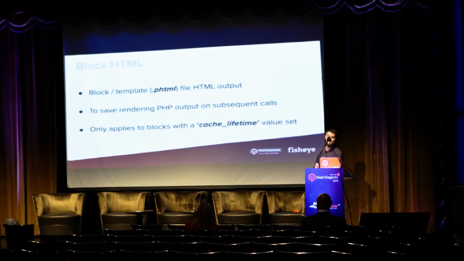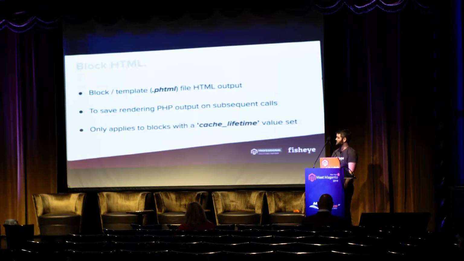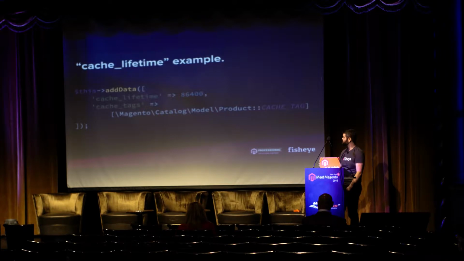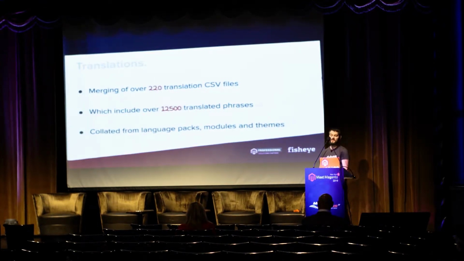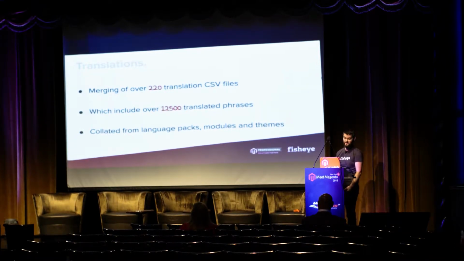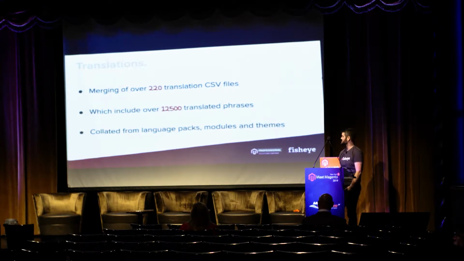Block HTML, this cache type is for just blocks or template files, and it's just to save re-rendering PHP on the front end. It only applies to blocks with a cache lifetime set, though, so any block with caching would have something like this within its block class. Can be passed by a layout as well. Next, translations. There are over 12,500 translations in Magento 2 open source in over 200 files. So again, it's just sheer size of data. These are collated from language packs, themes, and even modules.